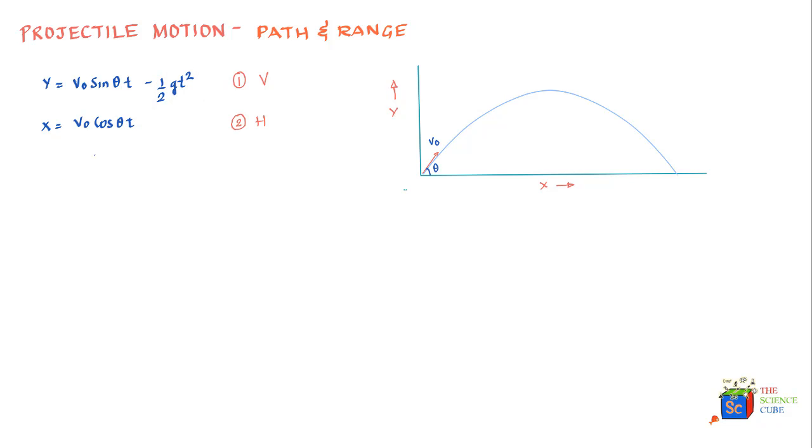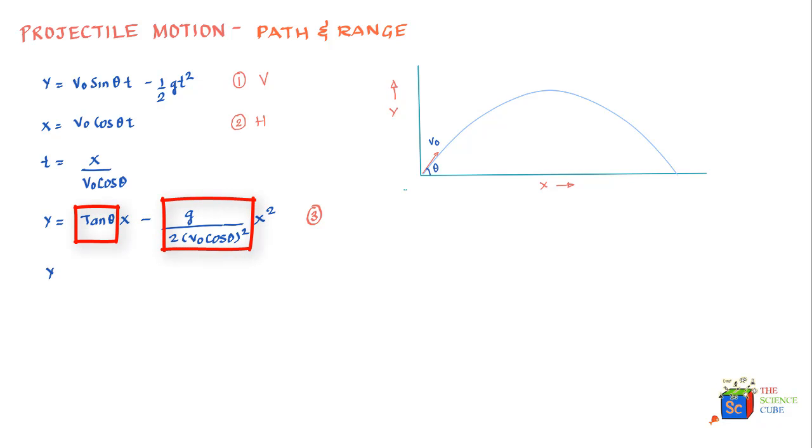So in equation 2, t is equal to x upon v0 cos theta. And if we substitute this value in equation number 1, you will get the relationship between x and y. This is the equation you will get, and let's call this equation number 3. What you will observe is that this is the equation of a parabola. You can write it in the form y is equal to ax minus bx square.